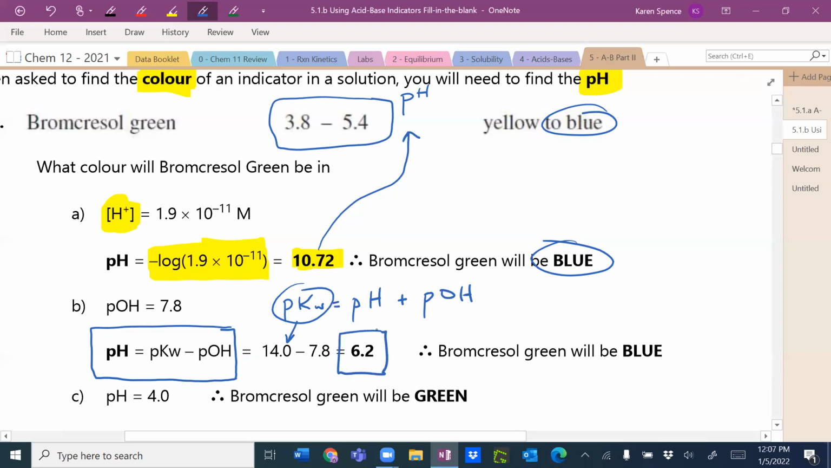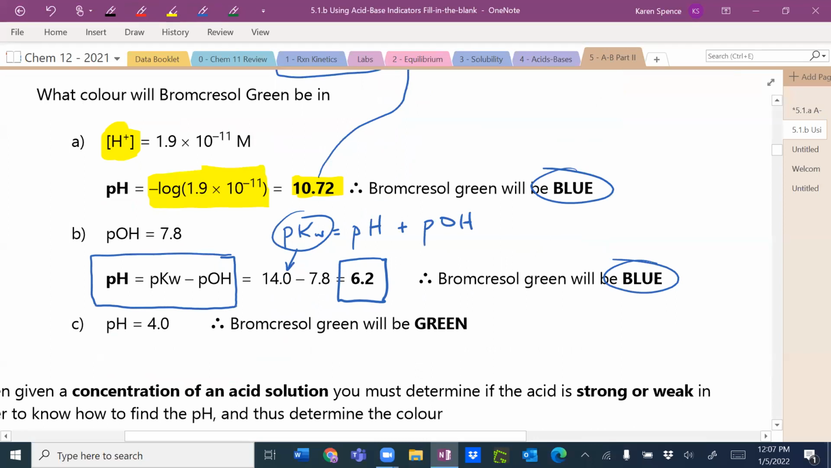And now that we have 6.2, 6.2 slots in right. Oh, no, it's still blue. I don't know what I'm talking about. It's still blue, still above 5.4. I was getting excited that we would have a different color, but we don't.